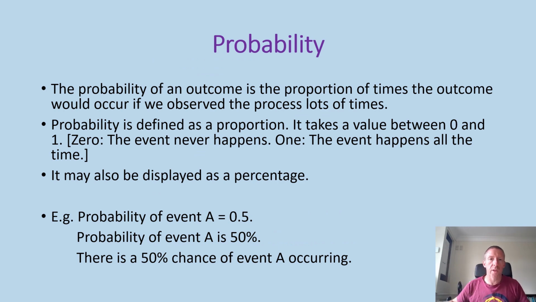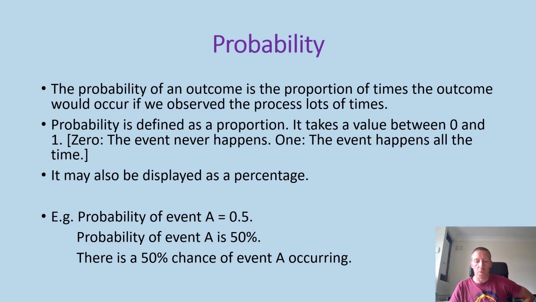Okay, so a quick review of probability, and then we'll go talk about distributions. Hopefully this is just revision for most of you. The probability of an outcome is the proportion of times the outcome would occur if we observe this process lots of times, so an infinite number of times. And probability is defined as a proportion.